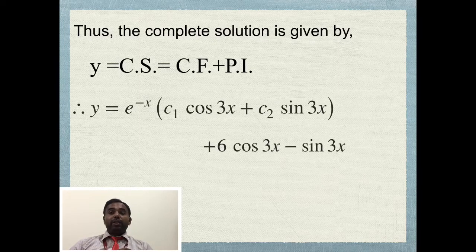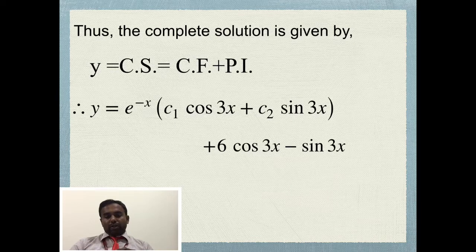And now, in my final solution, I will be adding the complementary function plus the particular integral. As we know, the complementary function is e to the power of minus x times c1 cos 3x plus c2 sin 3x, and on the other side we have the particular integral, cos 3x minus sin 3x.